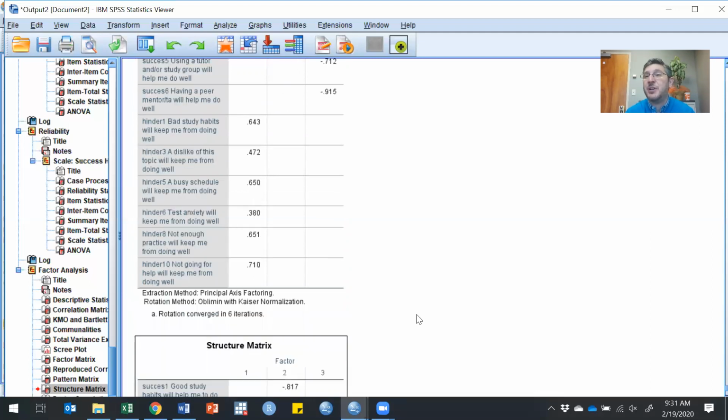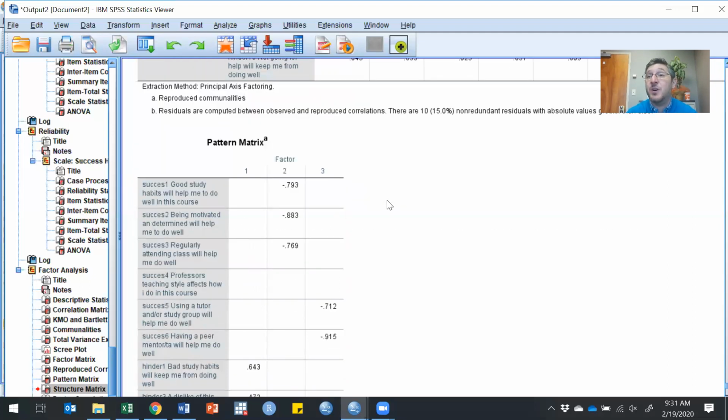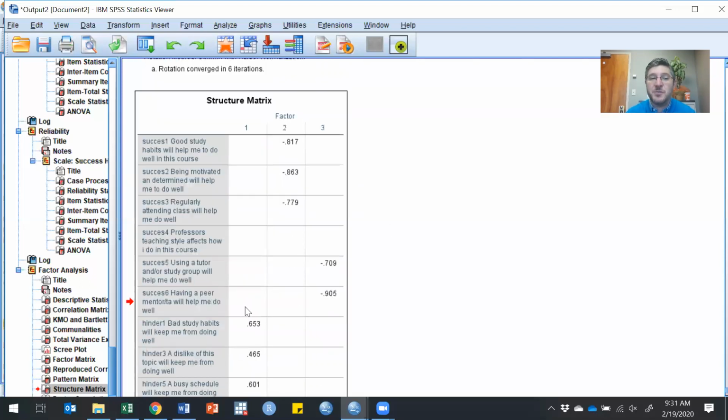So we might take this incrementally: first drop success 4, run the factor analysis, see how that affects the Hinder 6 variable, and make our assessment there. But the big issue is to notice the difference between the two matrices. If you do a factor analysis with an orthogonal rotation, where there's no correlation between the factors, you'll only get one rotated factor matrix. It's only when you have an oblique rotation, where you're allowing a correlation between the factors, that you'll get two separate matrices, the pattern and the structure matrix.